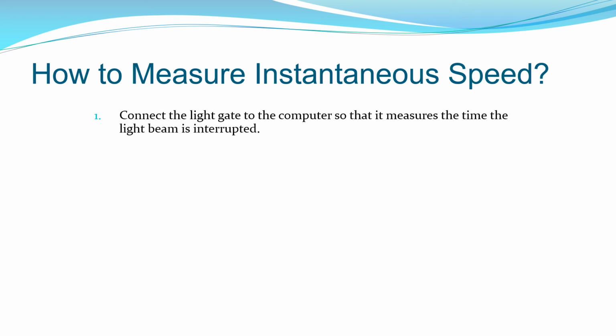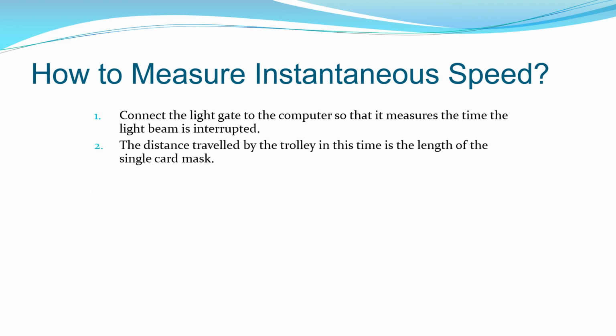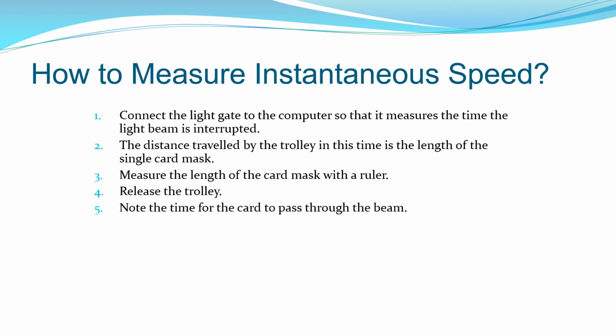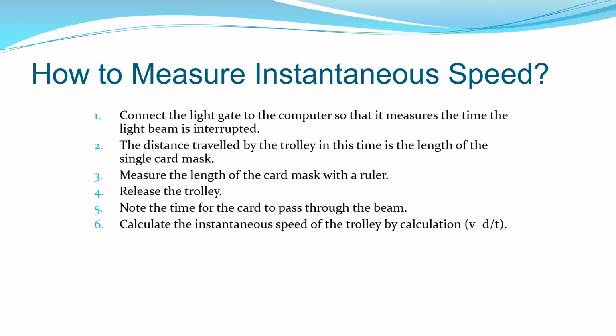So this is the steps in a wee bit more detail, and like I said, they will be gone over in the video I put up of Mrs. Patterson as well. So you connect the light gate to the computer, and it measures the time when the light beam is interrupted. The distance travelled by the trolley in this time is the length of that single little bit, we call it a mask, what we put on it. So the distance travelled is the size of that mask that's cutting the light beam. Measure that with a ruler, release the trolley, let it go, note down the time the computer states, and then you're calculating it using your equation.